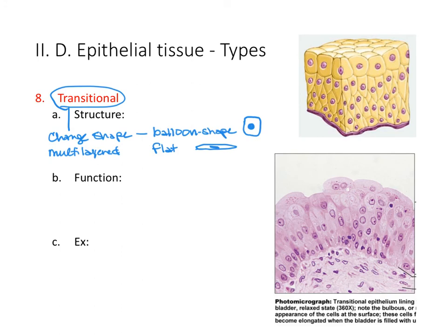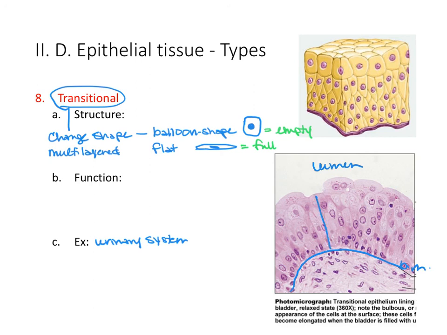So it will be balloon shaped when the structures are empty, and it'll be flat when the structures are full. What structures are we talking about here? Basically, we're talking about structures from the urinary system. So the picture that we have here is actually from the bladder. And so if I look, here's the lumen. Here's going to be sort of my basement membrane here.